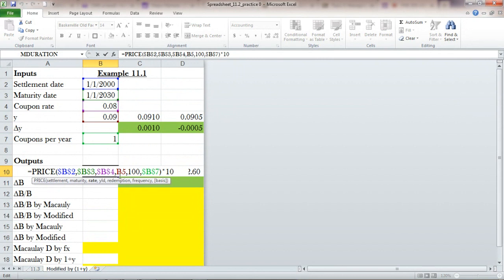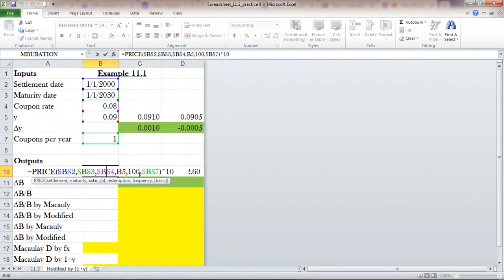So I entered the coupon rate, and then I lock them all. I need to lock them all, right? I had to lock them all. And then yield is the yield, right? So initially yield is 9%, B5.